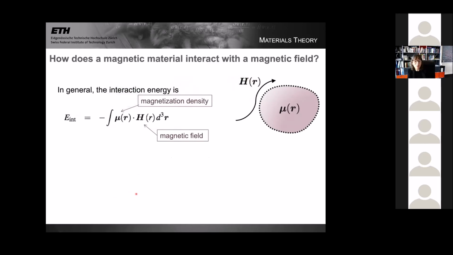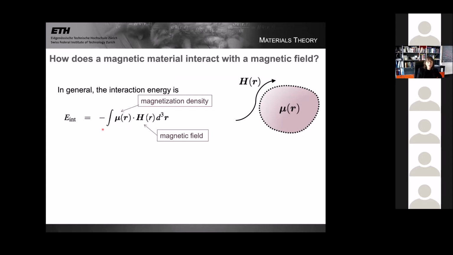Okay, so a little bit of formalism. I want to take you back to your introductory magnetostatics class. Think about how a magnetic material, with some general magnetization density mu of R, interacts with a general magnetic field, which may be position dependent, h of R. And you all know that the interaction energy of this magnetization in the magnetic field is the dot product integrated over all space. That's just the Zeeman energy.